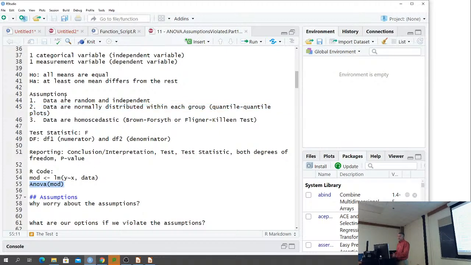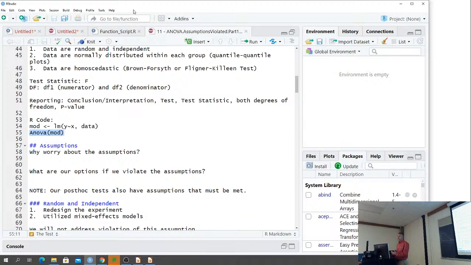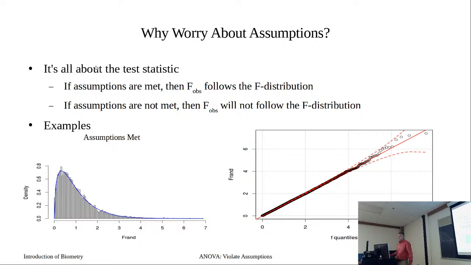So the question you could be asking is why do we worry about the assumptions? Why are they so important? And why do we always check them before we start running the tests? All right, so it comes down to the test statistic. That's what's important. If all of our assumptions are met, then that F statistic that we get, that ratio of the mean squared treatments to the mean squared error, is going to follow an F distribution.